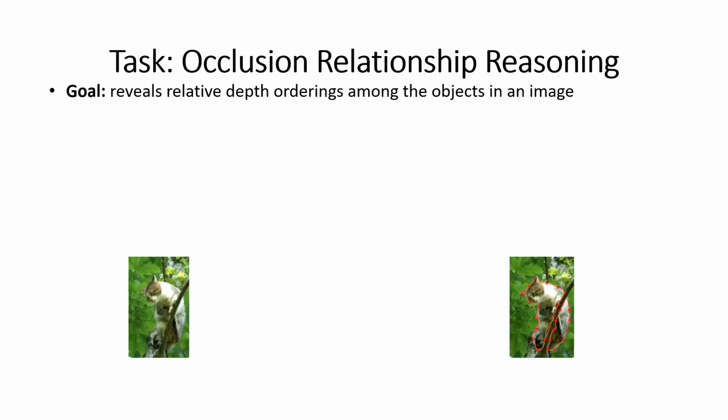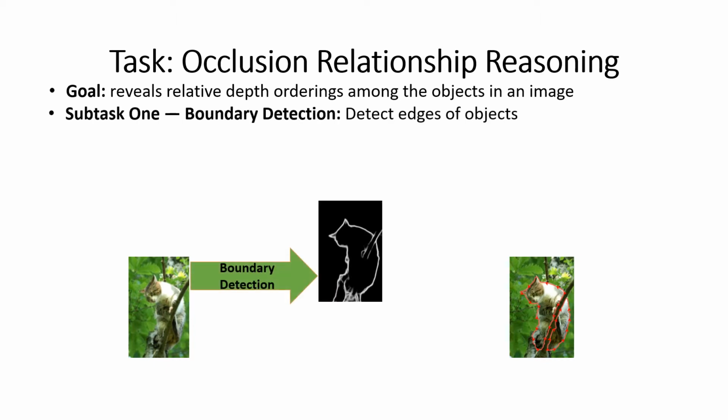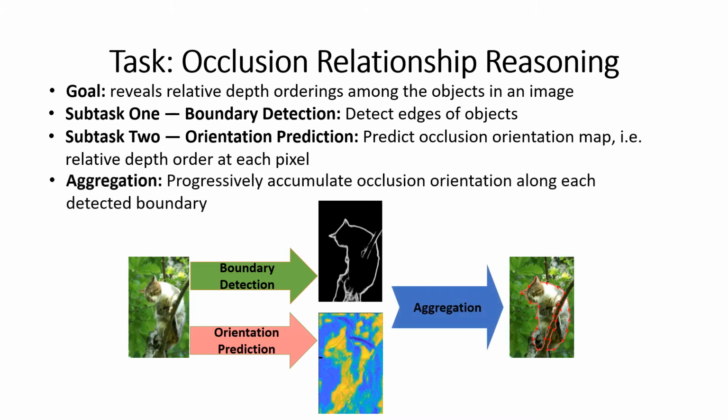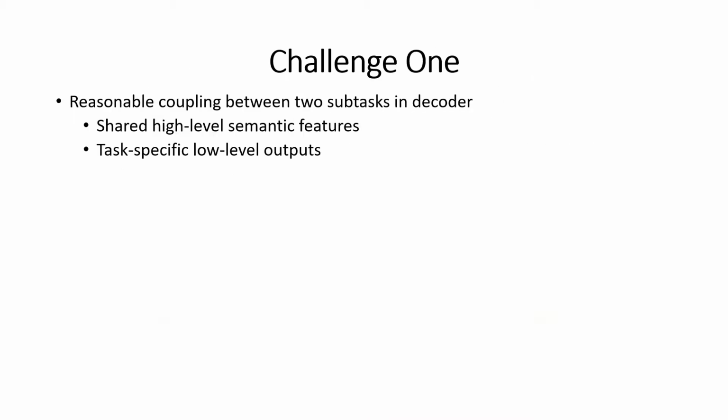Occlusion relationship reasoning is a highly challenging task for machines. It reveals relative depth orderings among the objects in the scene. It is composed of two subtasks, boundary detection and occlusion orientation prediction. Boundary detection aims to extract object boundaries from images. Orientation prediction aims to predict the direction towards a foreground object for each pixel. Finally, the predicted orientations are progressively accumulated only on the detected boundary pixels to recover the occlusion relationship in images.